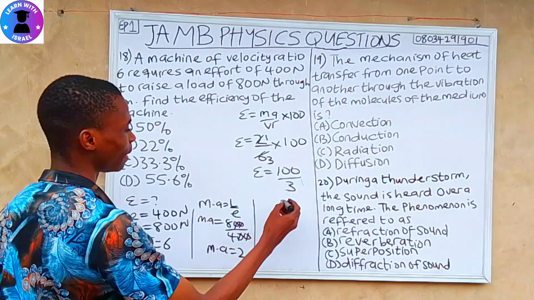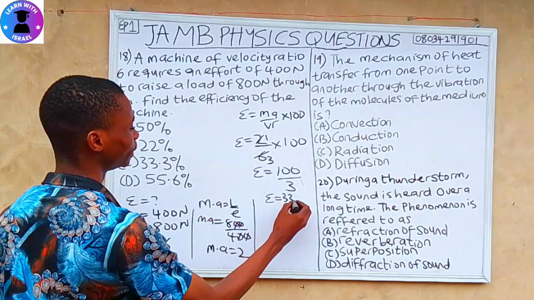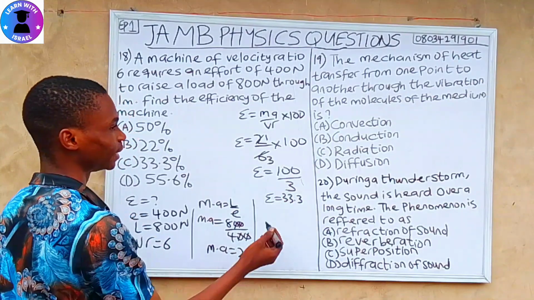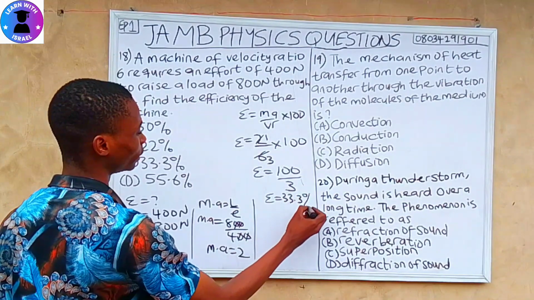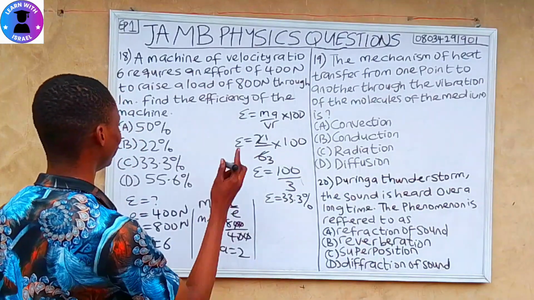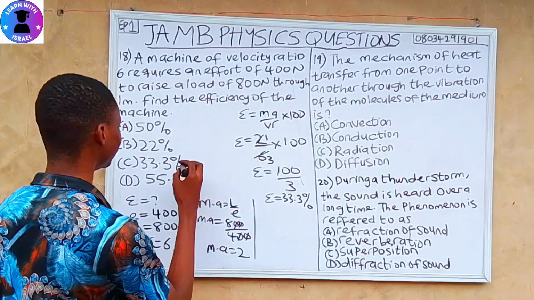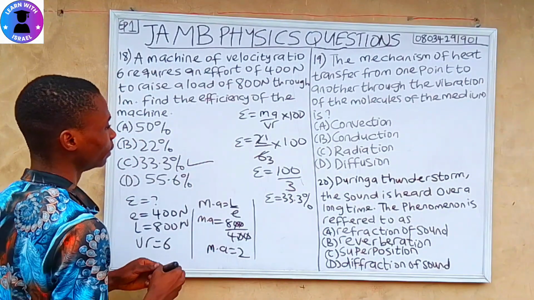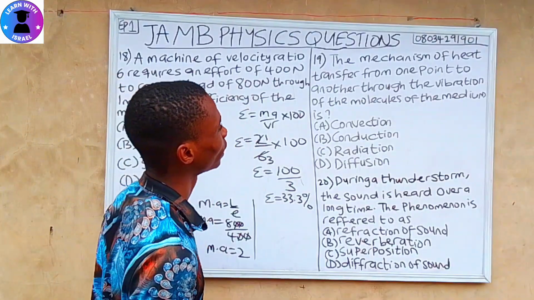So 100 divided by 3 is 33.3, and efficiency is measured in percent, so we have 33.3%. And if we check the options, it's option C, 33.3%. Let's move to question 19.